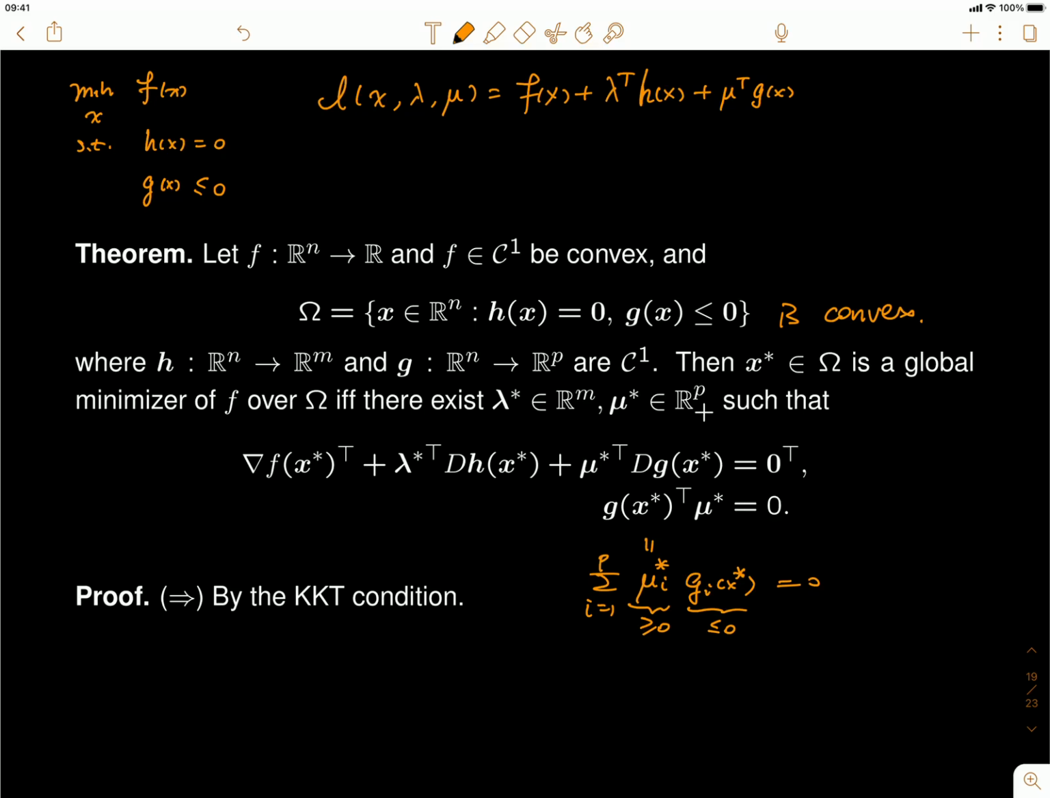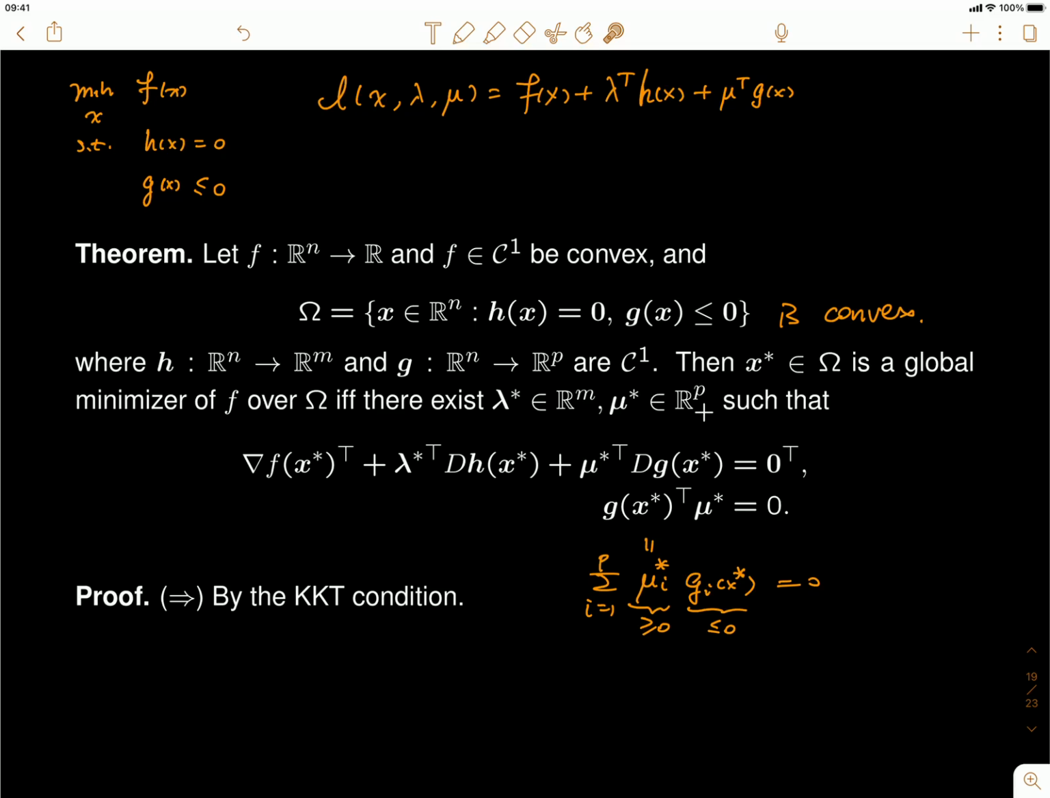and this equal to 0 means that for each term, at least one of these two is 0. Right? So for each of the p terms, at least one of them is 0. Otherwise, the product of this will be negative, and the other ones will be non-positive, and take the sum, it cannot be equal to 0. So if you want it to be 0, then every term of this must be equal to 0. That means at least one of these two terms is 0. So that's what we discussed in the KKT condition.